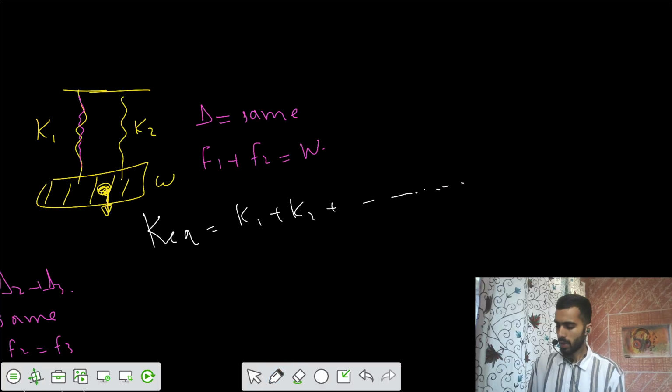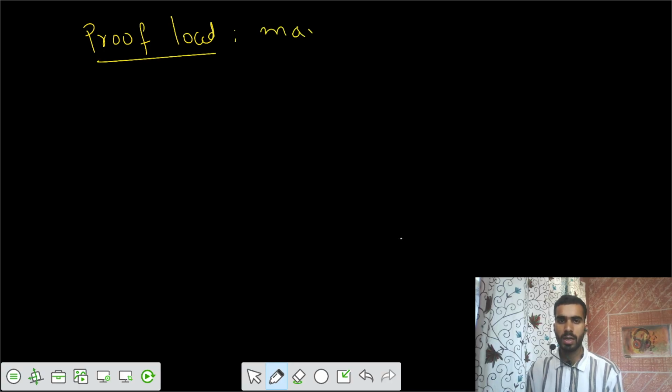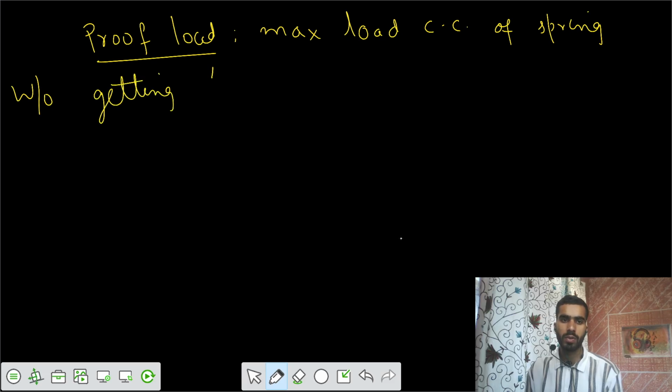Based on this, now we can take a few problems. Before that, we have two definitions left. One is proof load. Let's write that. Proof load is the maximum load that a spring can take, the maximum load carrying capacity of the spring without getting permanently distorted.